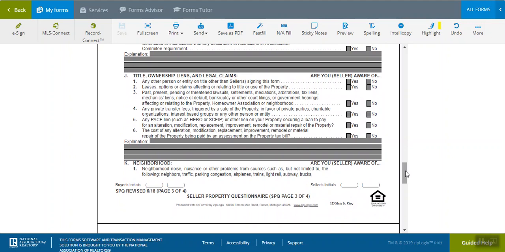The next portion consists of 6 questions on title, ownership, liens, and legal claims, and whether the seller is aware of any lawsuit, mechanic's liens, and has any PACE liens like the HERO program. If any questions were answered yes, the seller needs to give an explanation.